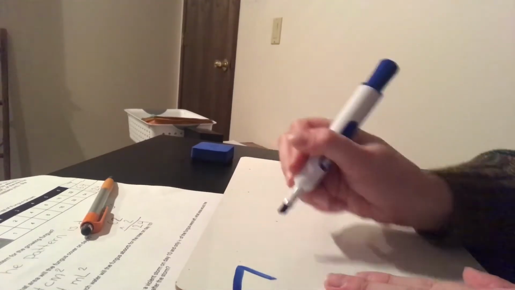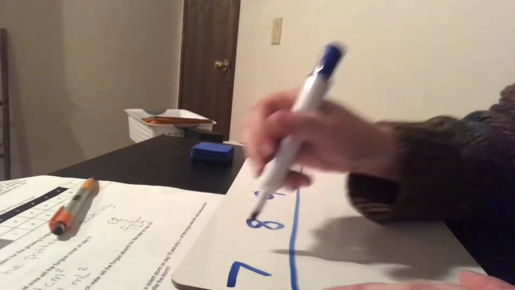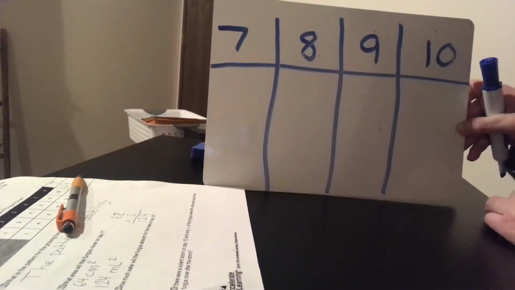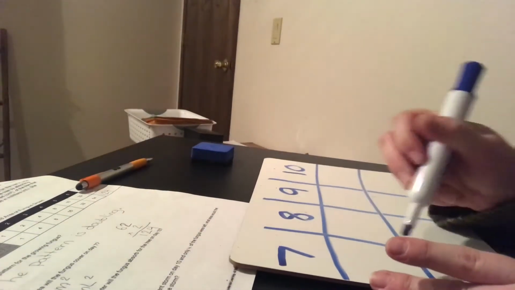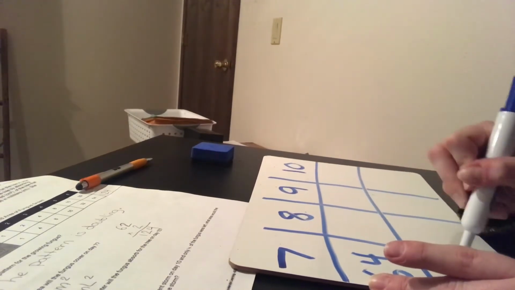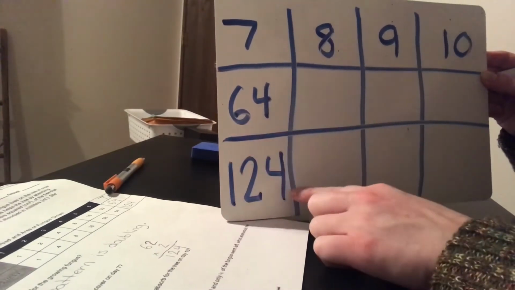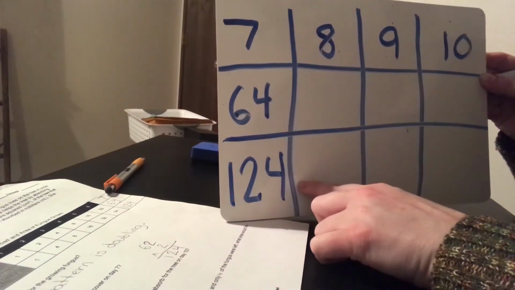So day 7, 8, 9, 10. Here's my days across the top. It's asking me to extend it, so I just made my own little graph like that. So we have the knowledge for day 7. That was 64 and 124. So we know the top number is the area of fungus, and the bottom number is the water absorbed in milliliters.